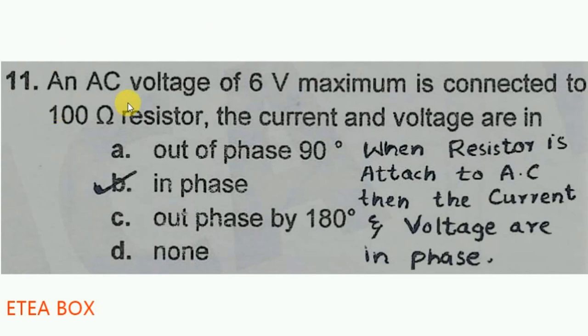An AC voltage of 6 volt maximum is connected to a 100 ohm resistor. The current and the voltage are in. Now keep one thing in your mind: when a resistor is connected to the AC source, in this case the current and the voltage will be in phase. So option B is the correct one here.